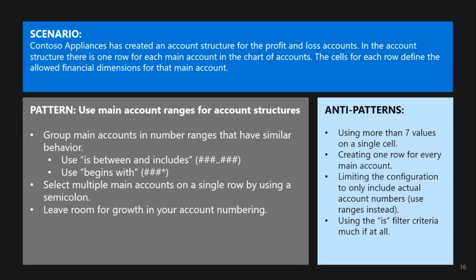And limiting your configuration to only include actual numbers. So instead of using a range of account numbers, you only include those actual main accounts. That's like the second and third points here, they go hand in hand, but we want to make sure it's really obvious. And using the is filter criteria much, if at all, you should try to avoid that if possible.